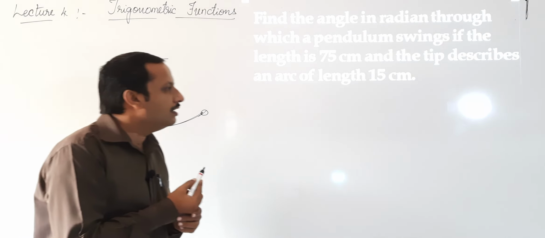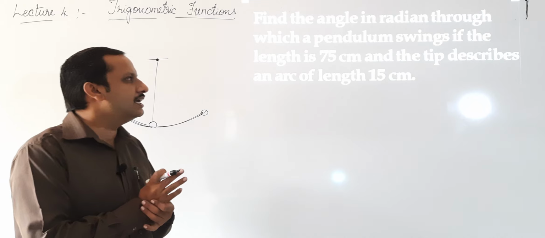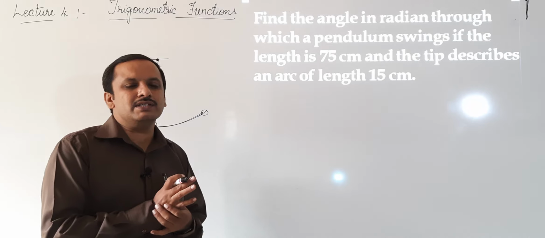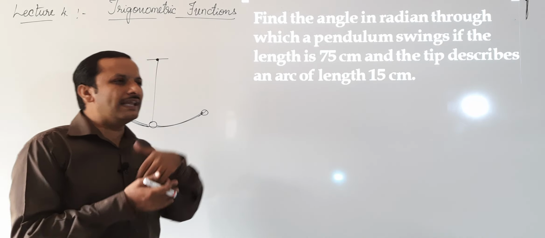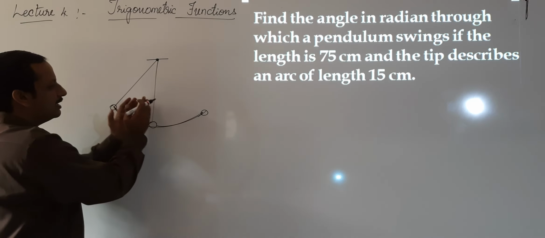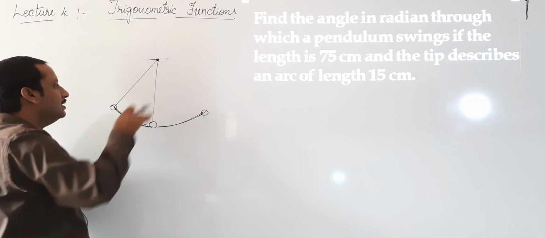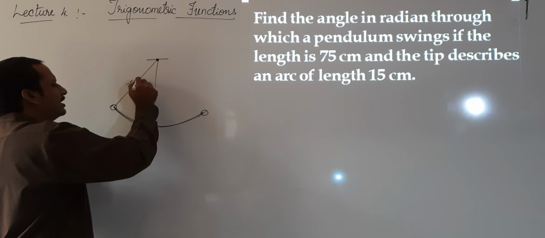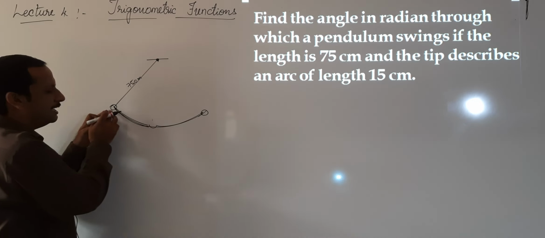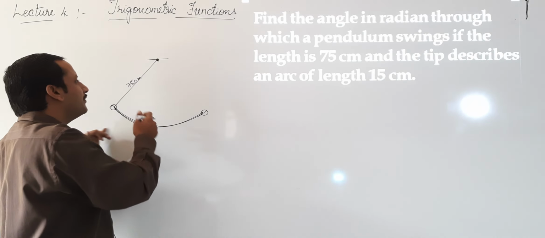Now, we are asked to find the angle in radian through which a pendulum swings if the length is 75 centimeter. Length is 75 centimeter means that is the length of the pendulum, okay? So the length of the pendulum is 75 centimeter. This is the length, this is the pendulum. So it is at this position, then after some point it will come here, and after some time it will go here. So it will oscillate in this way, right? So this length is 75 centimeter. Okay, and the tip, this is the tip of the pendulum, it describes an arc of length 15 centimeter.